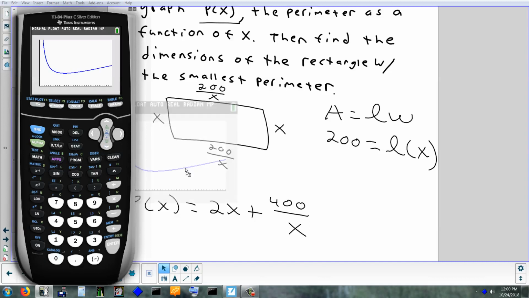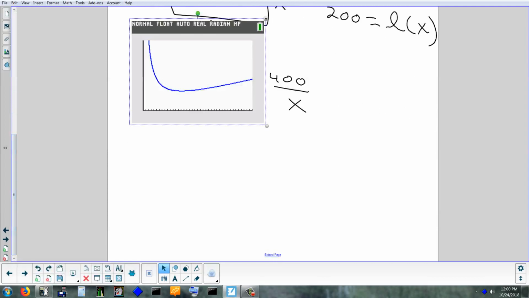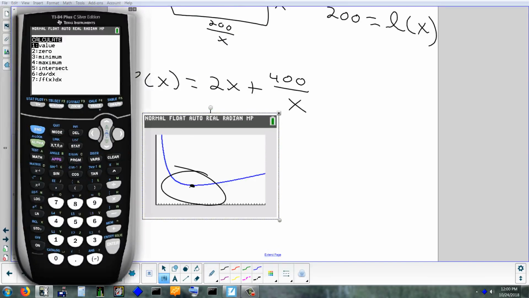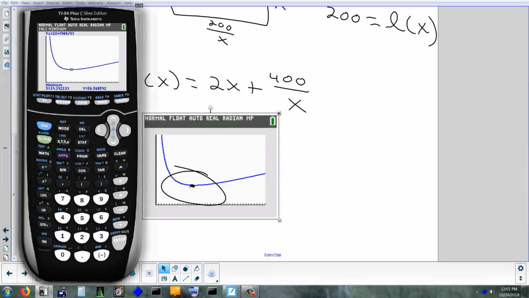There we go. So here's our graph. The minimum perimeter is right in there. Specifically, I think it's right there. So let's do second calc and find what x is. Let's find the minimum perimeter. Okay, so I'm at 60. I got to go to the left first. Okay, I'm up at 70. I didn't see it go below 56, so I think the minimum is somewhere around 56. And that's when x is 14.14.